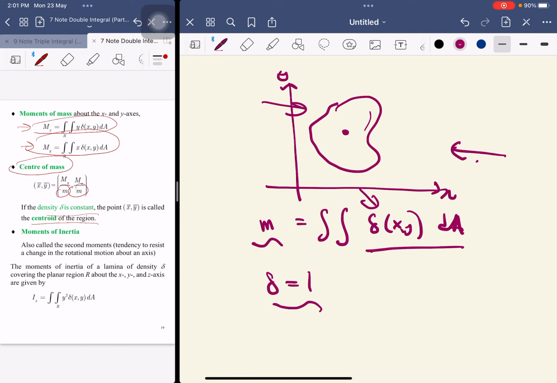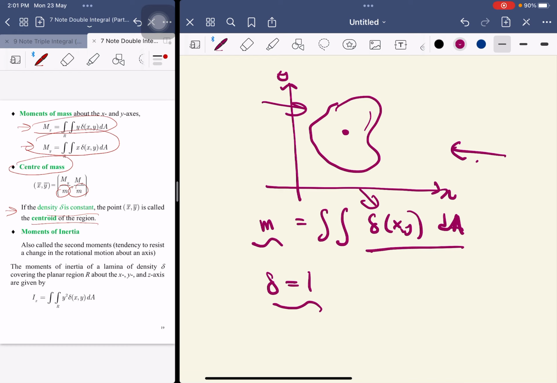Okay, so by this definition, whenever the question asks you to find the centroid, you must know that the density is a constant, so obviously the density will not be given.